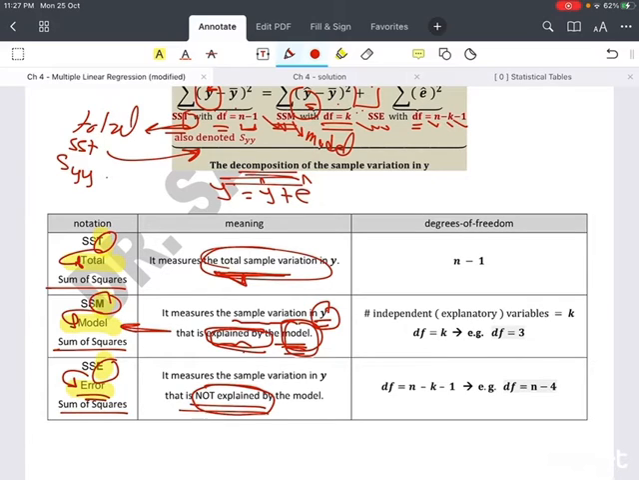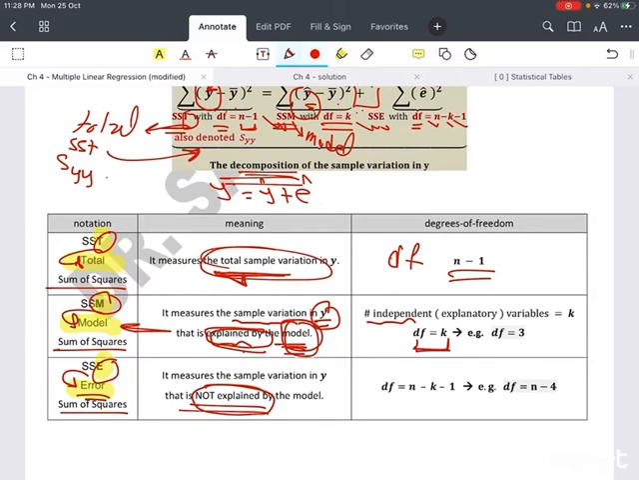Okay, so what about the degree of freedom? Here the degree of freedom in total will be n minus 1. And for the model, it will be k. And k is the number of independent variables. So if you have three independent variables, k will be equal to 3. Or if you have 4 independent variables, k will be 4.